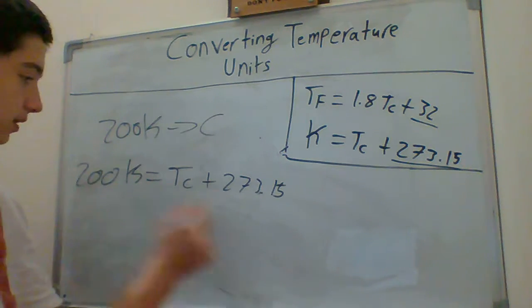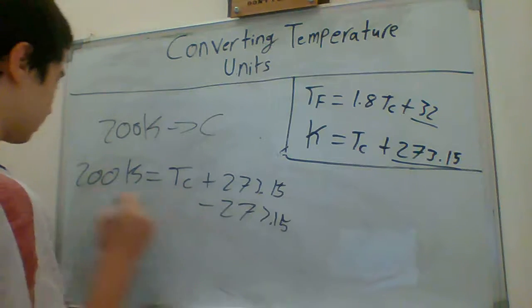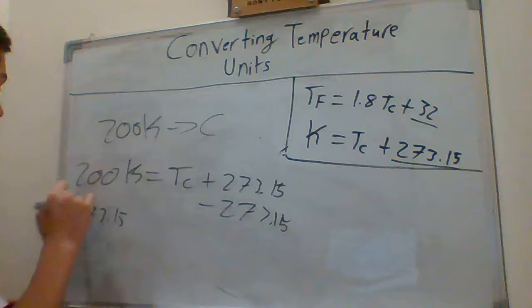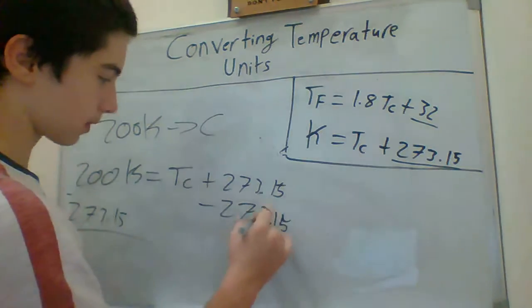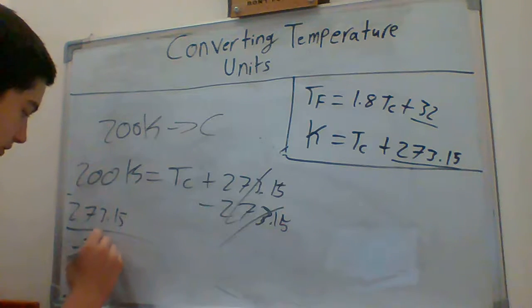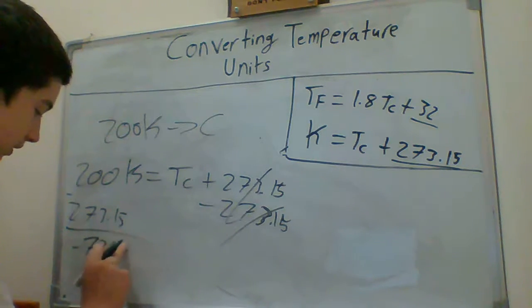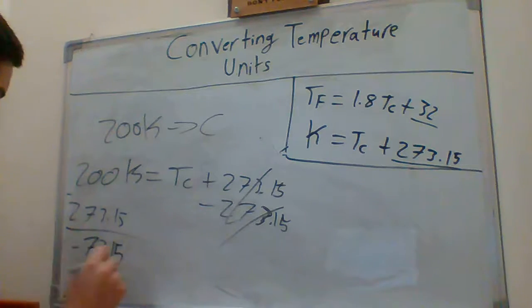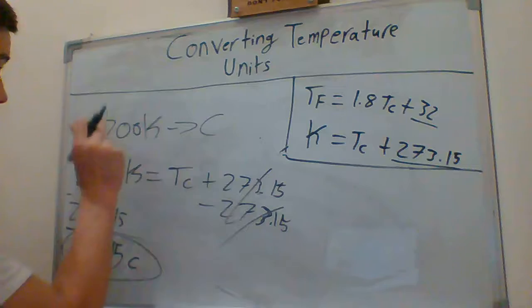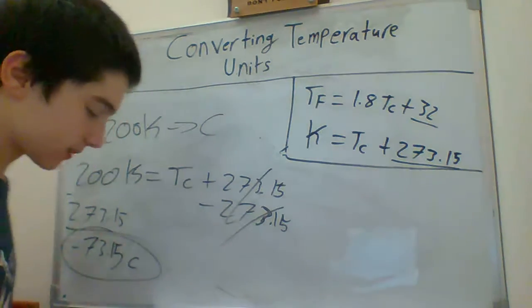So we'll do the math. Subtract here 273.15, here 273.15, also subtract it. So we'll cancel this by this. Go and do the math here. It will equal a negative number, negative 73.15 Celsius. So 200 Kelvin will equal negative 73.15 Celsius.